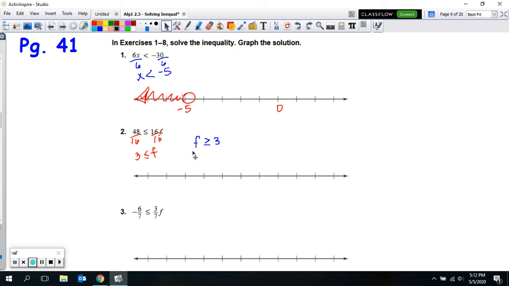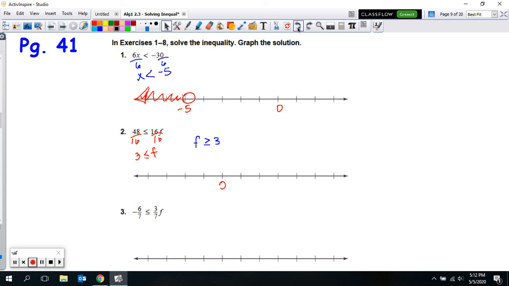So if f is going first, then the inequality sign has to open towards the f, just like it's opening here. So it's opening towards the f here, 3's on the other side. The arrow is pointing to the 3, just like it is here. We're just flipping this around. So that definitely helps us graph this a little bit better.